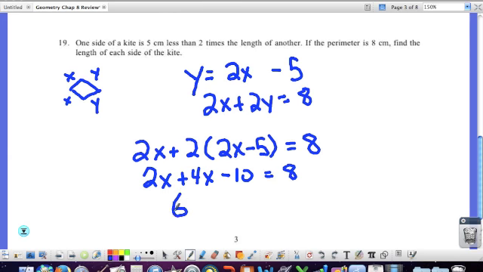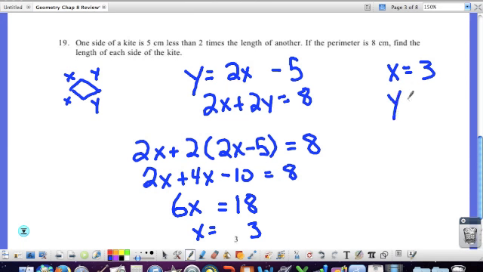2x plus 4x is 6x. Add 10 to both sides, I get 18. X is equal to 3. So one side is 3, and then I can plug that in. 3 times 2 is 6, minus 5 is 1. So the other side is 1.